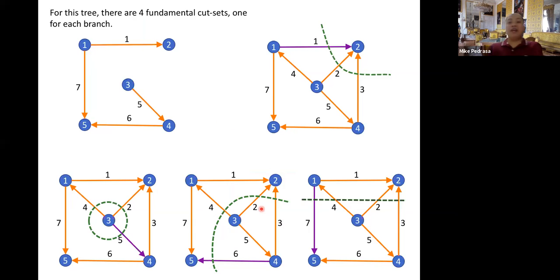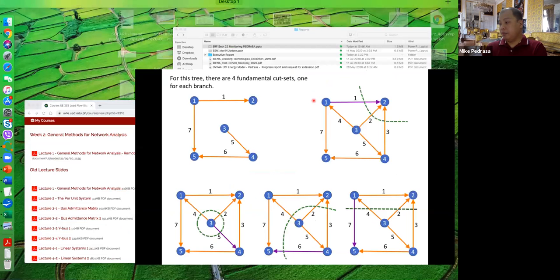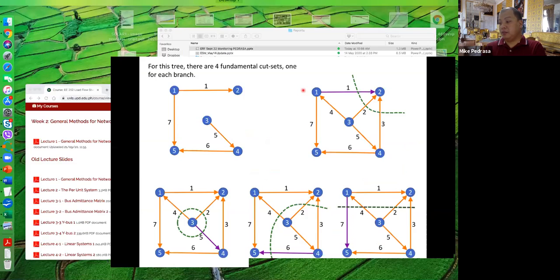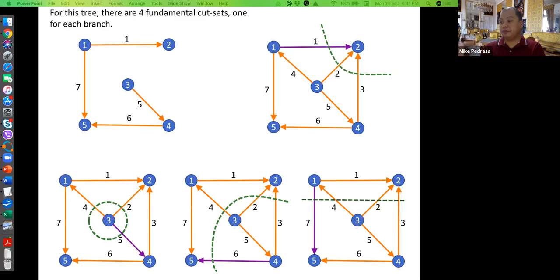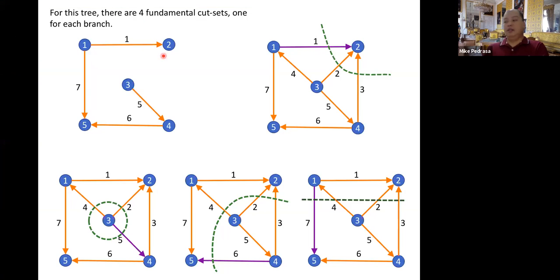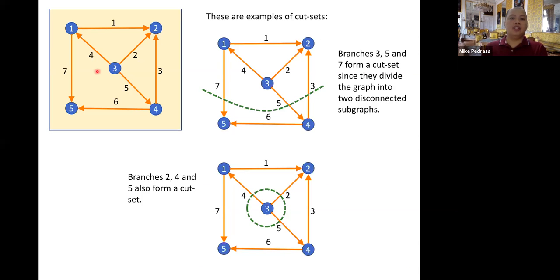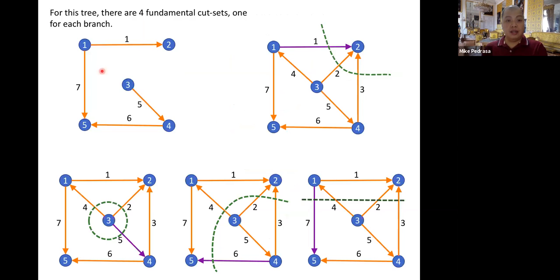Now, we have defined the cut set. So at this point, let us now define the fundamental cut set. So what's the fundamental cut set? Again, we have to define a tree first. So from the original network, let us choose a tree. So that's the tree. And the fundamental cut set is a cut set wherein only one branch is a tree branch. Only one branch is a tree branch.